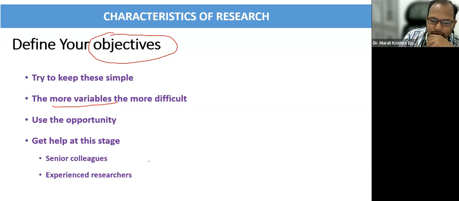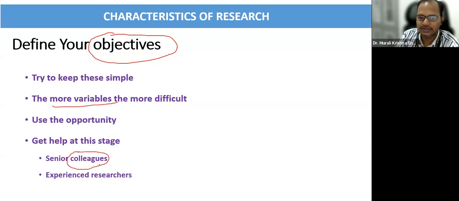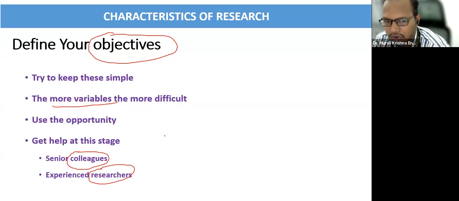You can also take suggestions when you are creating your objectives. You can discuss with whoever has good knowledge in research, such as your supervisor, friends, or experienced researchers. When you are creating the objectives of your problem statement and involving different parameters, look at and discuss with your senior colleagues and researchers. Take help from them.